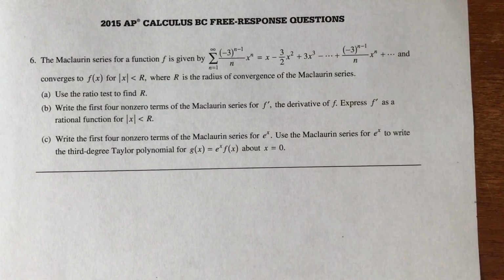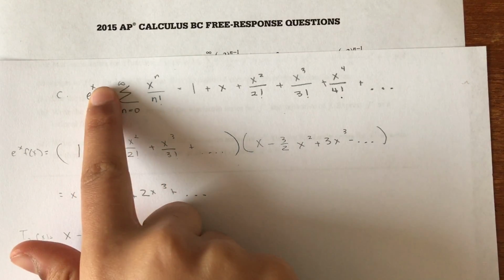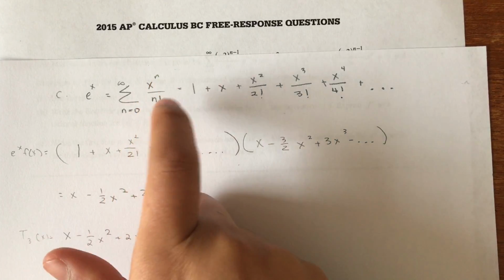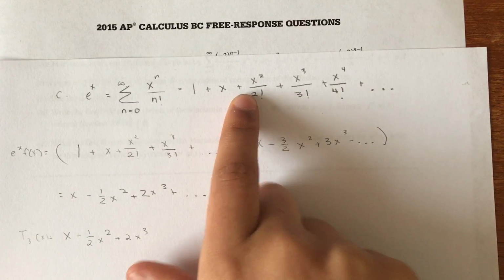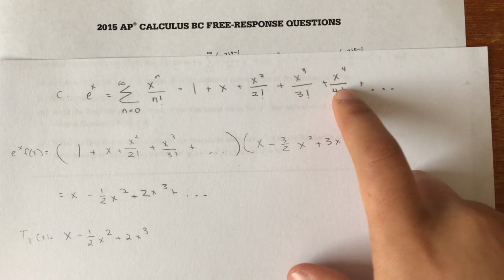Part C of this problem asks you to write the first 4 non-zero terms of the Maclaurin series for e to the x, and then use that Maclaurin series to write the third degree Taylor polynomial for g of x, which is equal to the product of e to the x times f of x about x equals 0. So for this problem, a helpful reminder is that e to the x can also be written as the sum of x raised to the n over n factorial from 0 to infinity. And when you expand this, you get 1 plus x plus x squared over 2 factorial plus x cubed over 3 factorial plus x to the 4th over 4 factorial.